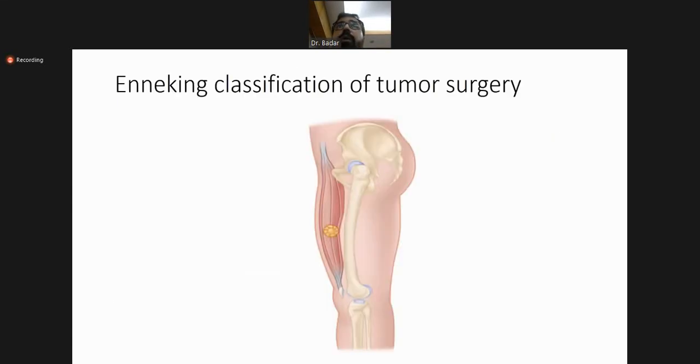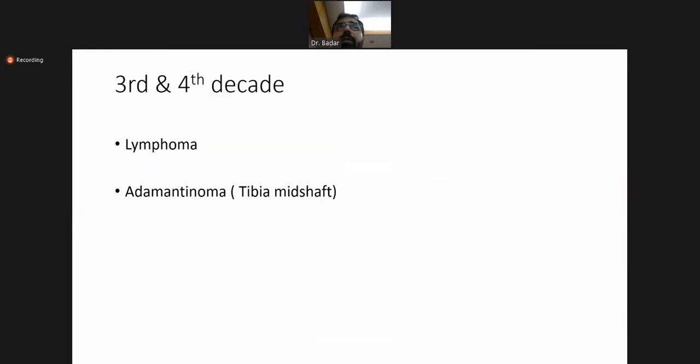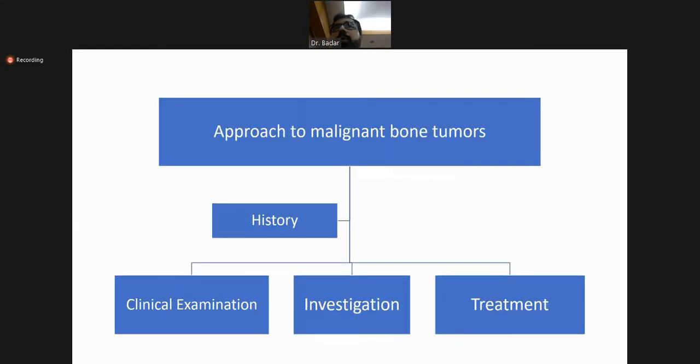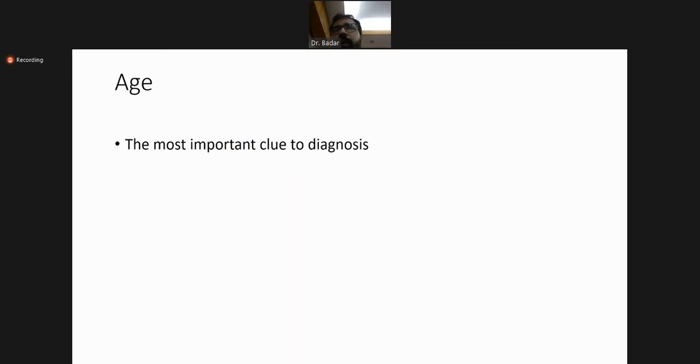So before going into every topic again, I am just going to repeat this. How to approach a malignant bone tumor. First is history, then clinical examination, then investigation and treatment. So most bone tumor patients present with pain that is initially activity related and then progressive, occurring with rest and at night.